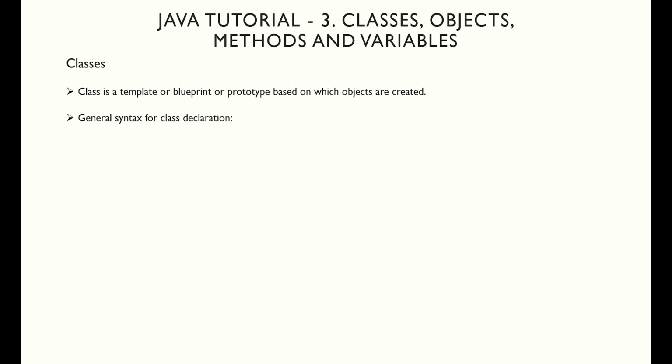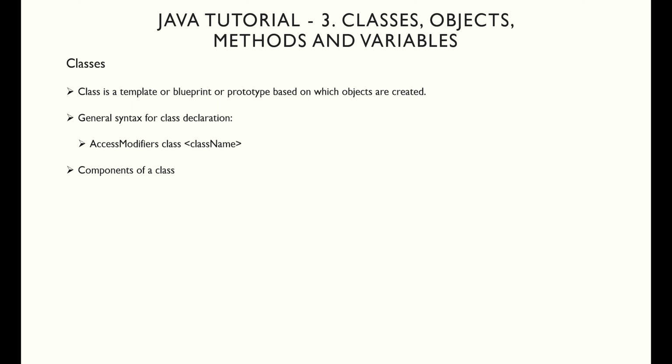What is the general syntax to declare a class? Access modifier, class keyword, and class name. We will discuss about access modifier in detail later, but for now, remember that the modifier is most likely to be public or default. We have already looked at the naming conventions for class names.